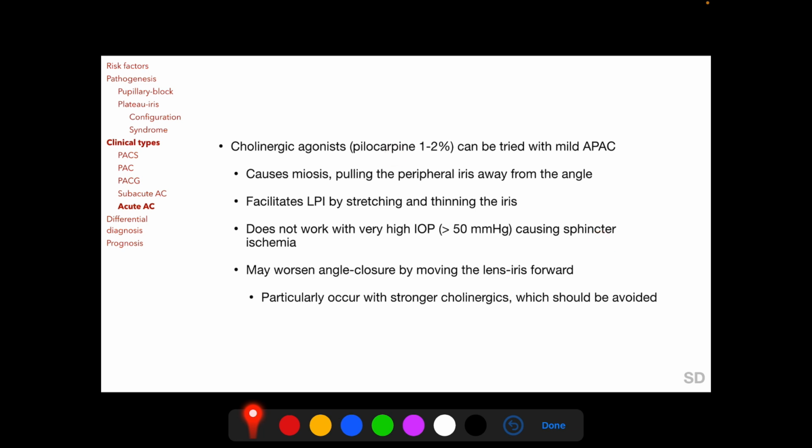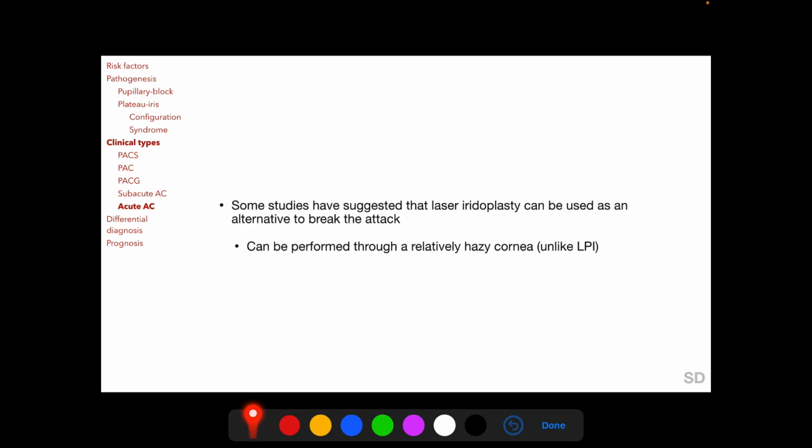And as we have noted earlier, cholinergic agonists may worsen angle closure by moving the crystalline lens forward, and this occurs particularly with stronger cholinergics such as cholinesterase inhibitors, and these drugs should be avoided in this situation. Some studies have suggested that laser iridoplasty can be used as an alternative to break the attack of acute primary angle closure. And unlike creation of an LPI which requires a clear cornea, iridoplasty can be performed through a relatively hazy cornea.